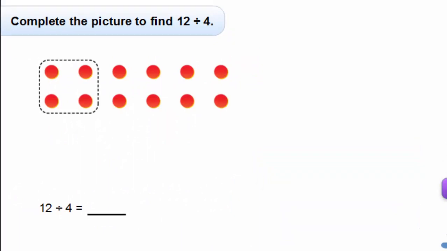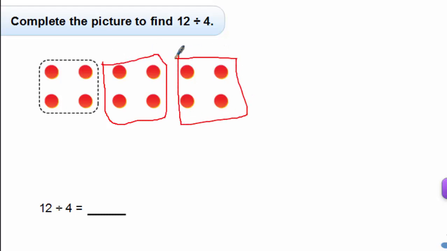One more activity for today's lesson. It says complete the picture to find 12 divided by 4. Here we have our 12 counters. We're dividing into groups of 4. So we have one group of 4. We're going to draw another group of 4 and draw this group of 4. 12 divided by 4 equals how many groups? 3. 12 divided by 4 equals 3.